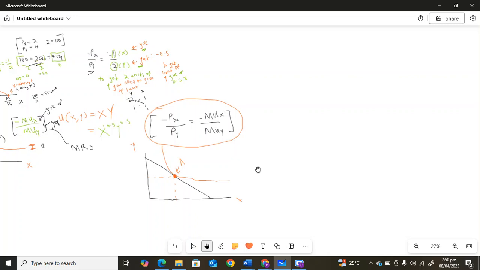Okay, so I'm going to illustrate an example where we're going to see how we can determine the optimal bundle. Whenever you hear the optimal bundle, this is the bundle that will give you the most satisfaction with your limited budget. So in this example, we want to find out what the optimal bundle is for this certain consumer.